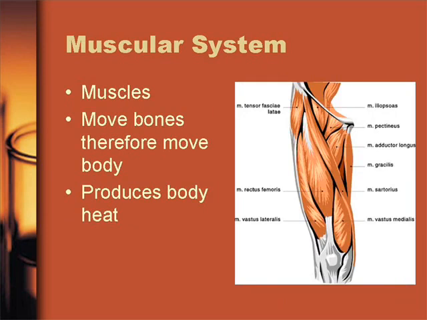Now, the main structures in the muscular system are the muscles. The muscles move bones and therefore move the body. And of course they produce body heat. Again, we mentioned before in the skeletal system that it has a relationship to the muscular system for moving bones. And the production of body heat causes you to sweat. And sweat glands are found within the skin, or your integumentary system.